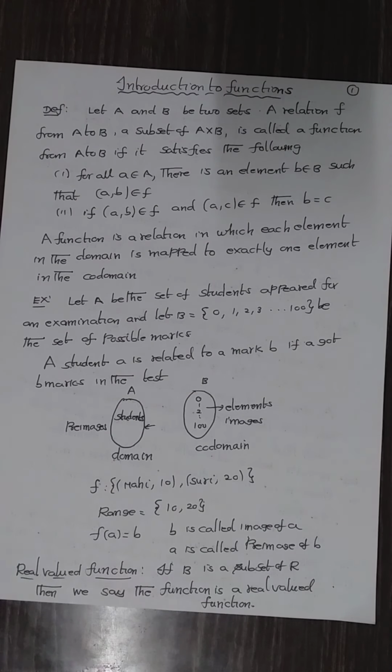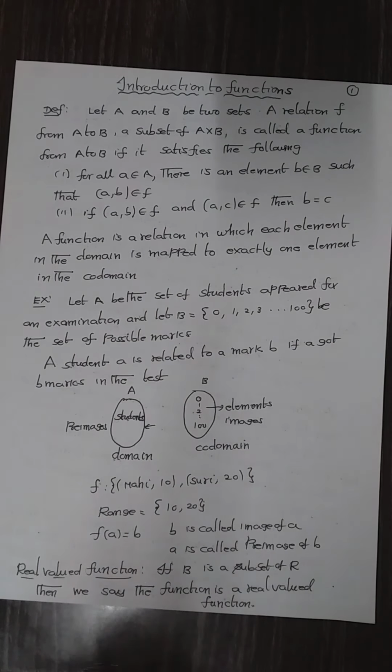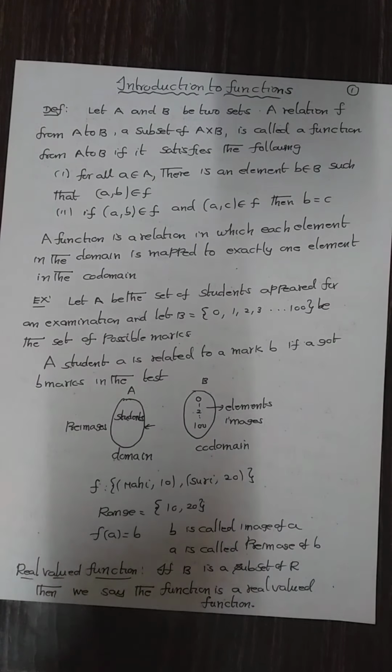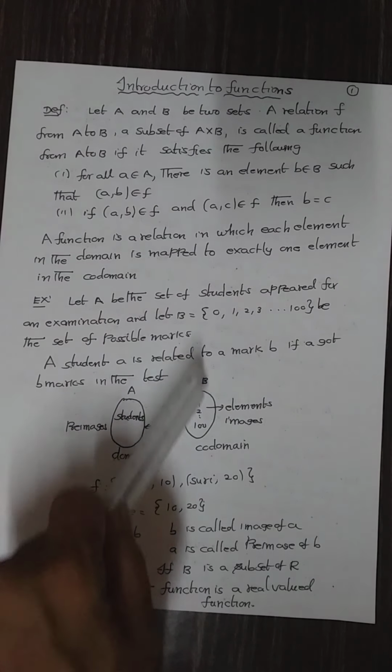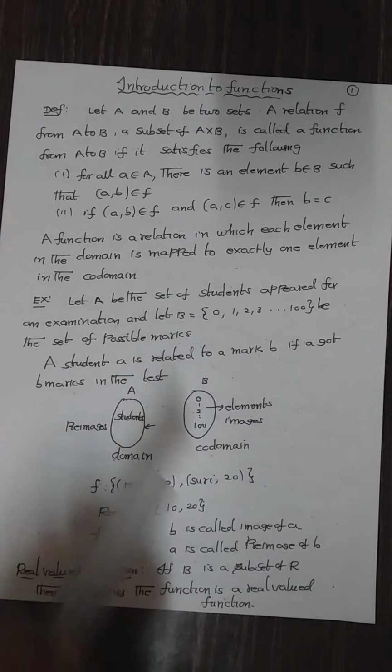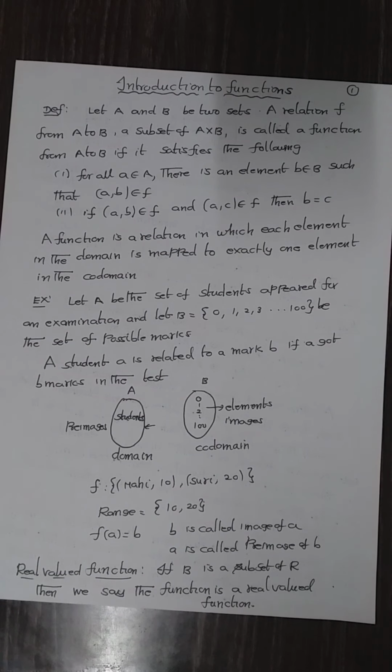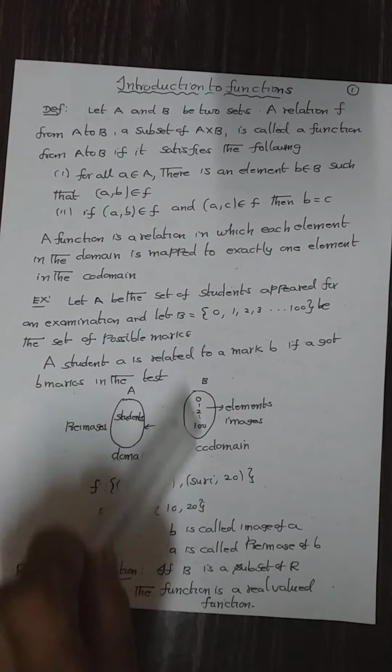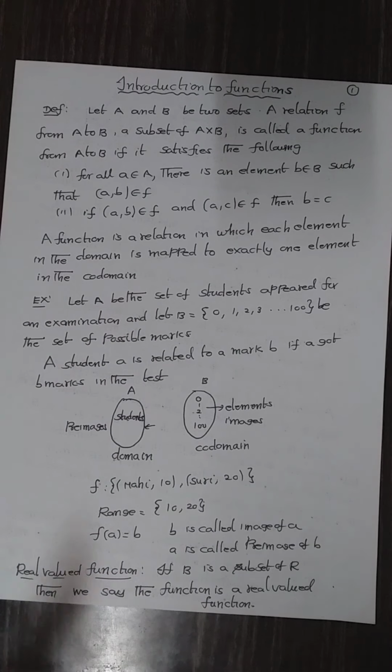Okay. So you know what the image is, what the pre-images are, what the domain is, what the range is, what the codomain is, what the definition of a function is, and what the two conditions are. Sometimes the set B contains only a subset of R. Subset of R means real values. Suppose this set B contains only real values, then that function is known as a real valued function. Real valued function means the name itself indicates they are taking set B as real values. That's why it is called a real valued function.